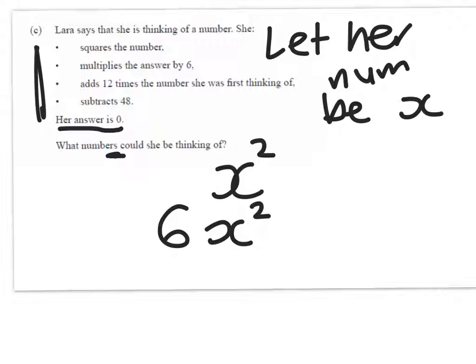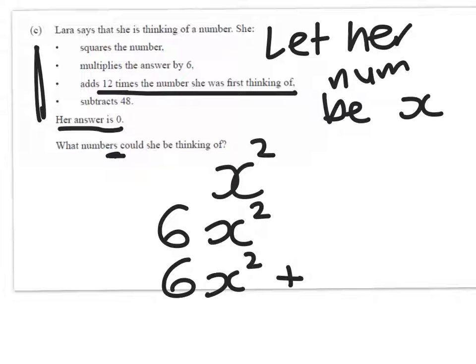Now she adds 12 times the number she was first thinking of. So we're up to 6x squared plus 12x. Lastly, she subtracts 48, and I'm going to run out of space. There we go, and that equals 0. Right, what numbers could she be thinking of? Not surprisingly, because we're in level 2 algebra, it's a quadratic.